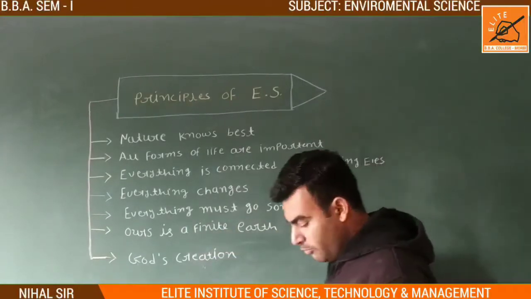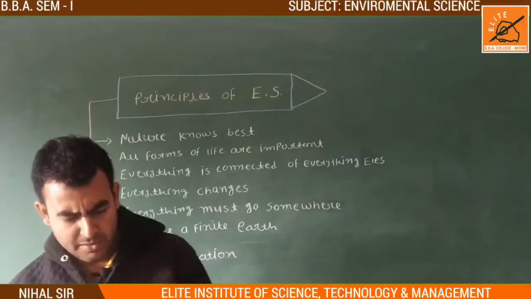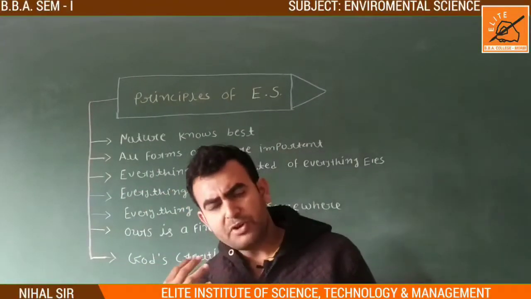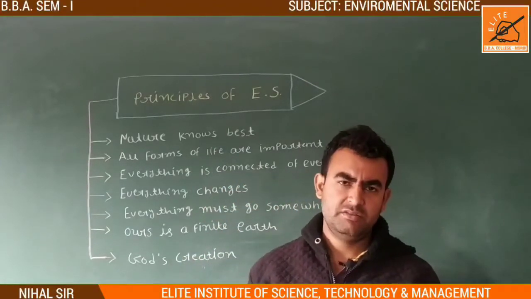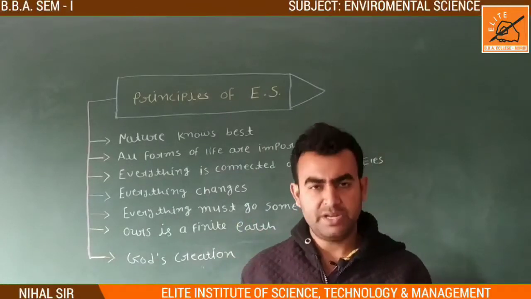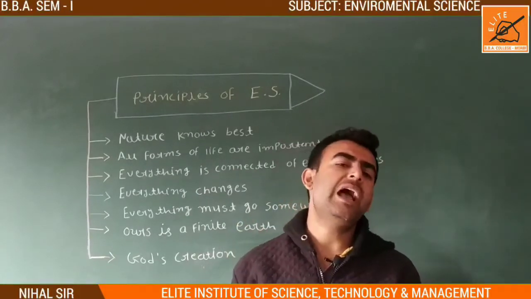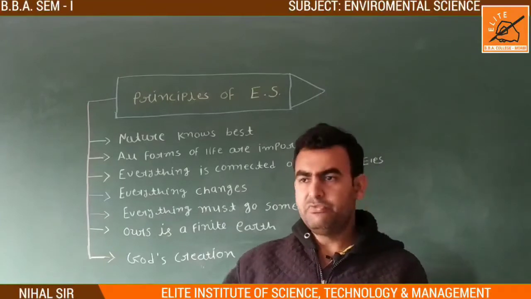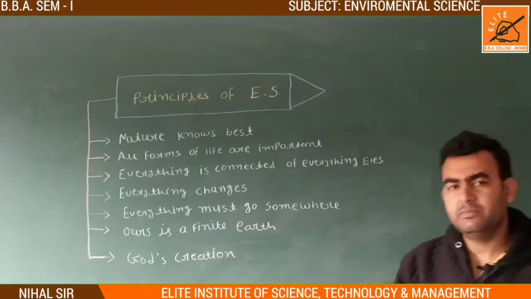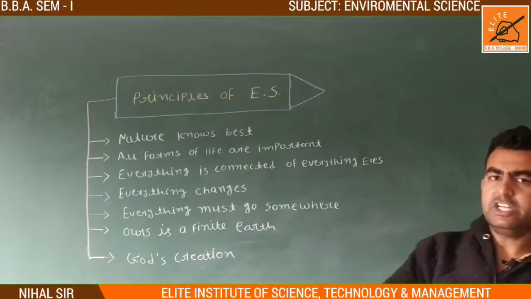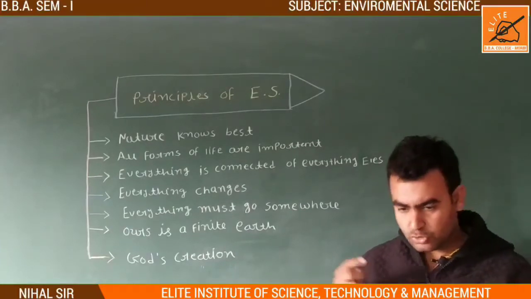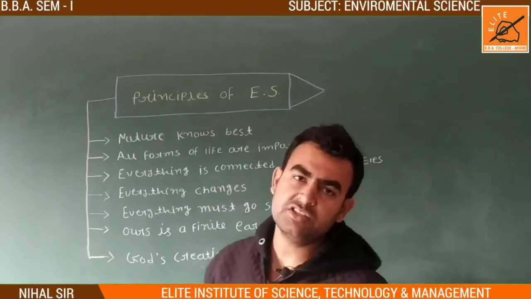Everything must go somewhere. In the earth, different kinds of species at different times are changed. And if they are not changed, they cannot survive. They adapt to changes of environment. Before a billion years, we can say only two or three different animals were present, and one of the animals' name is the dinosaur. So in today's world, the dinosaur is not present.